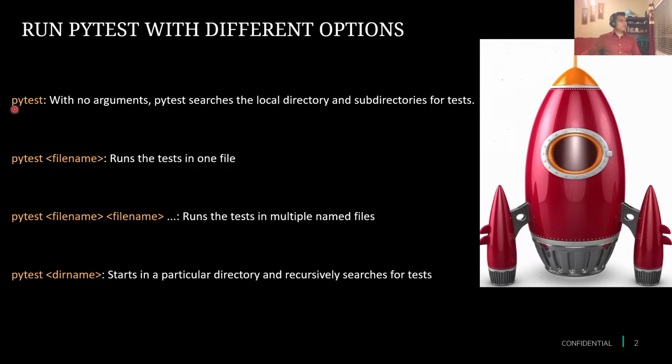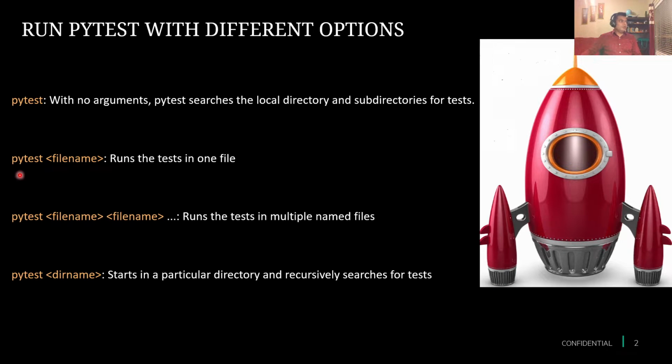Either we can run PyTest by just saying pytest without passing anything. No arguments, no folder, no directory, nothing. If we do this, PyTest will by itself start looking for test cases in the local directory, and then if we have any other directory, it will start looking into the directory and it does a recursive search.